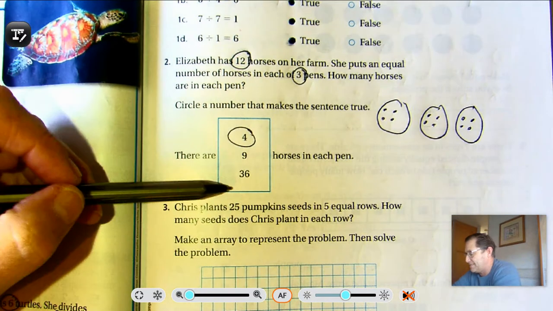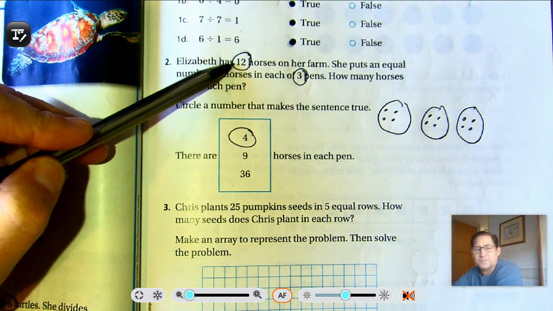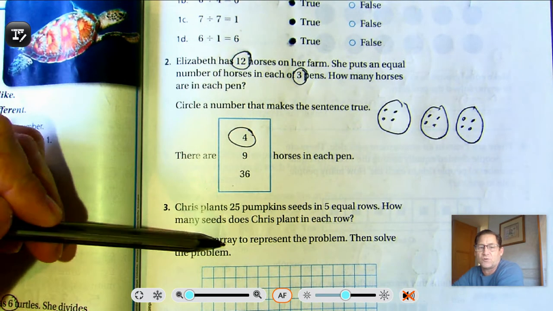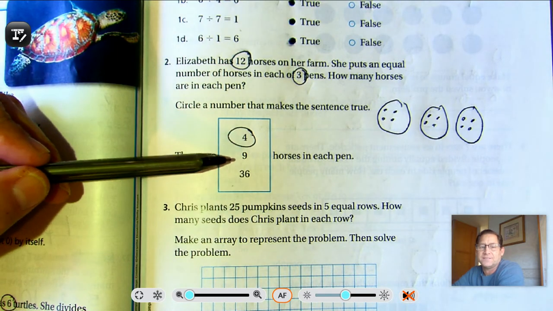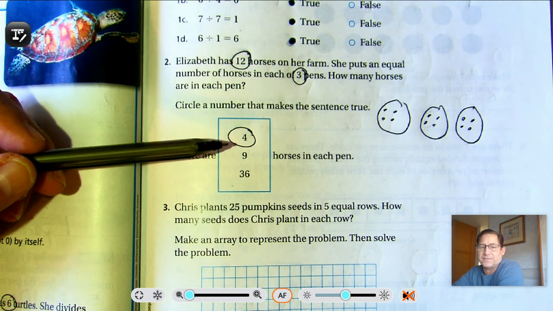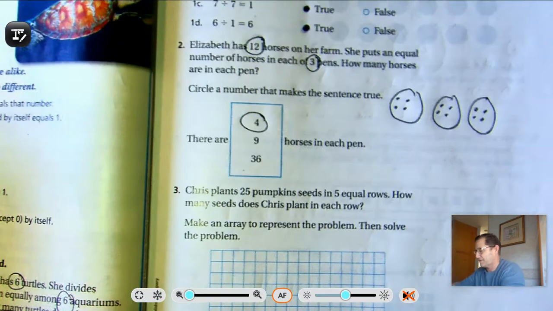It can't be 36 because there's only 12 horses on the farm. So how could you put 36 horses in each pen? That just doesn't make any sense. 9 horses in each pen. That would be 27 horses because 9 times 3 is 27. So no, that's not correct.